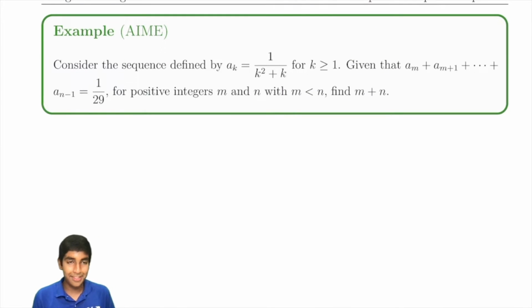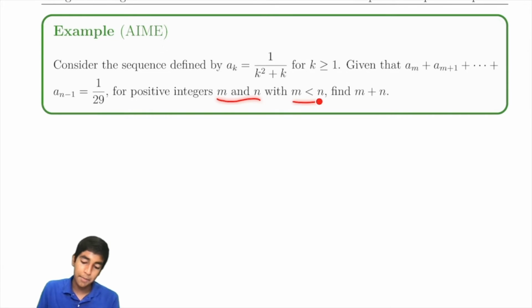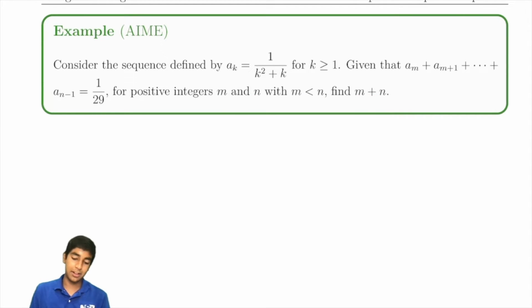Let's take a look at this example over here. Consider the sequence defined by a of k equals 1 over k squared plus k for k greater than or equal to 1. Given that a of m plus a of m plus 1 all the way till a of n minus 1 is 1 over 29 for positive integers m and n such that m is less than n, very important, find m plus n. That's a mouthful, isn't it?